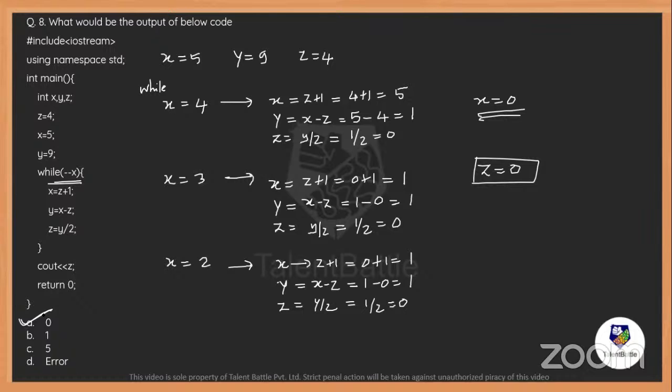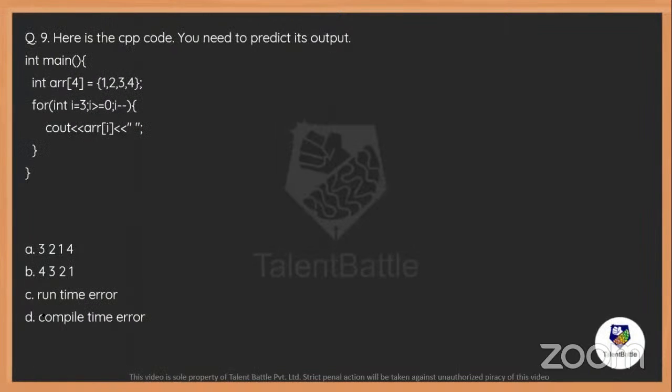For a cross-check, if you want, just use this code and try and execute it. You will get the same results. But this is the logic that I'm explaining. Okay. So option A is correct. Move on to the next question, the second last one.